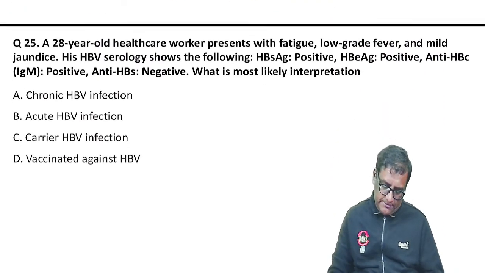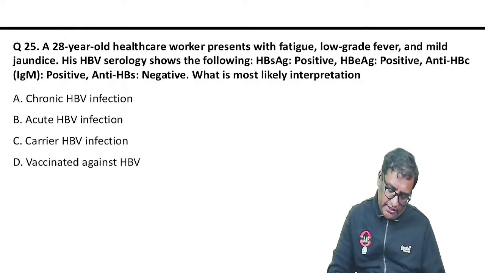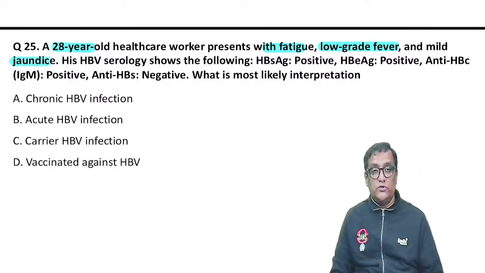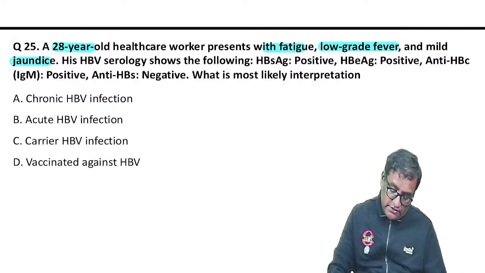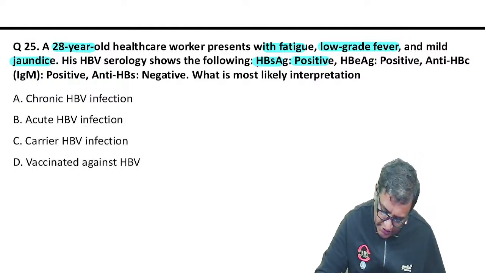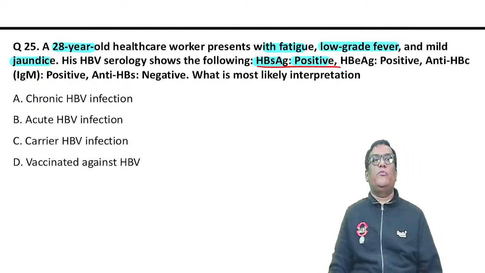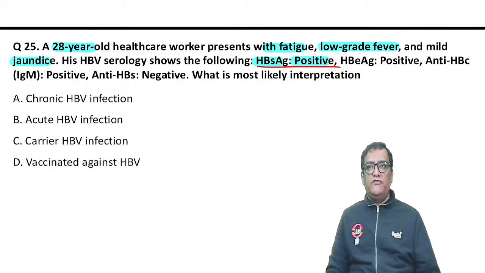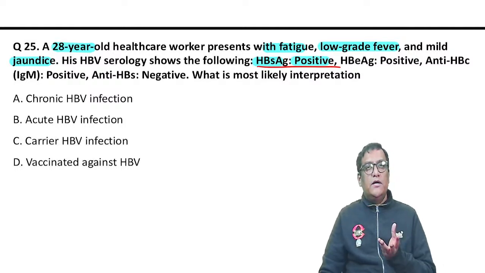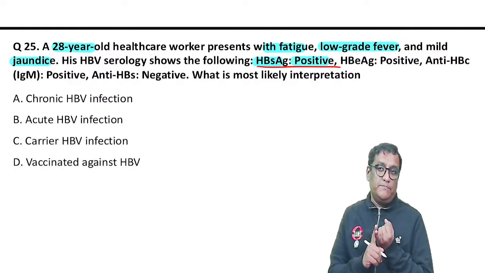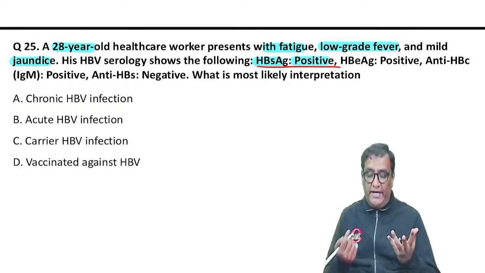Okay. Look at this. A 28-year-old health worker presents with fatigue, low-grade fever, mild jaundice. So he is a health worker, jaundice is there. Serology shows following: HBsAg is positive. HBsAg positive, what does that indicate? Antigen is positive. So it could be acute infection, or it could be a chronic infection, or it could even be carrier also. We do not know.